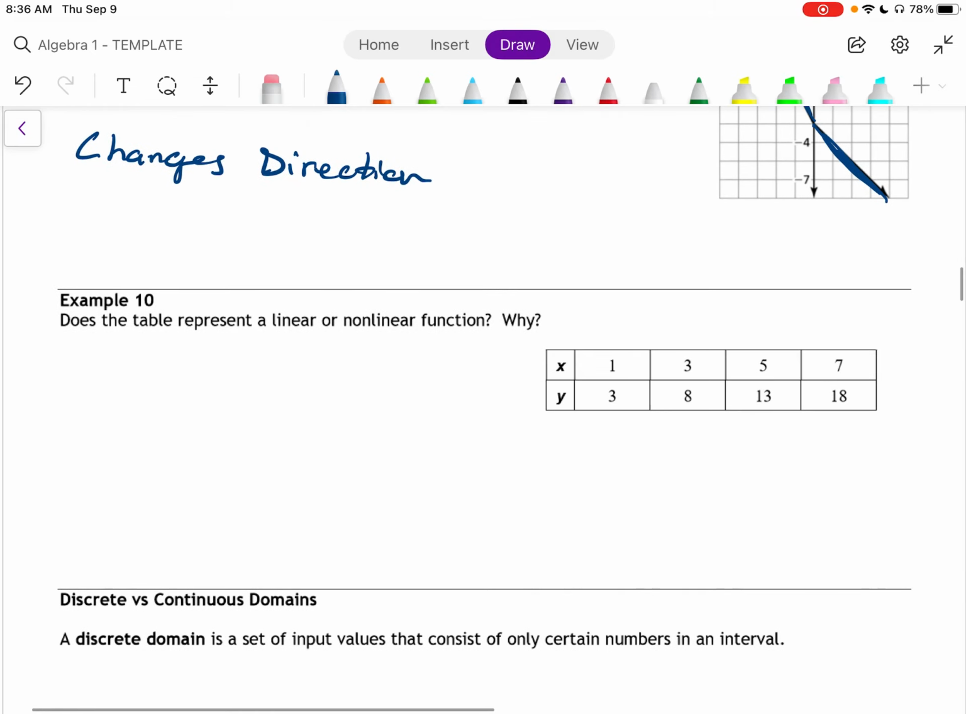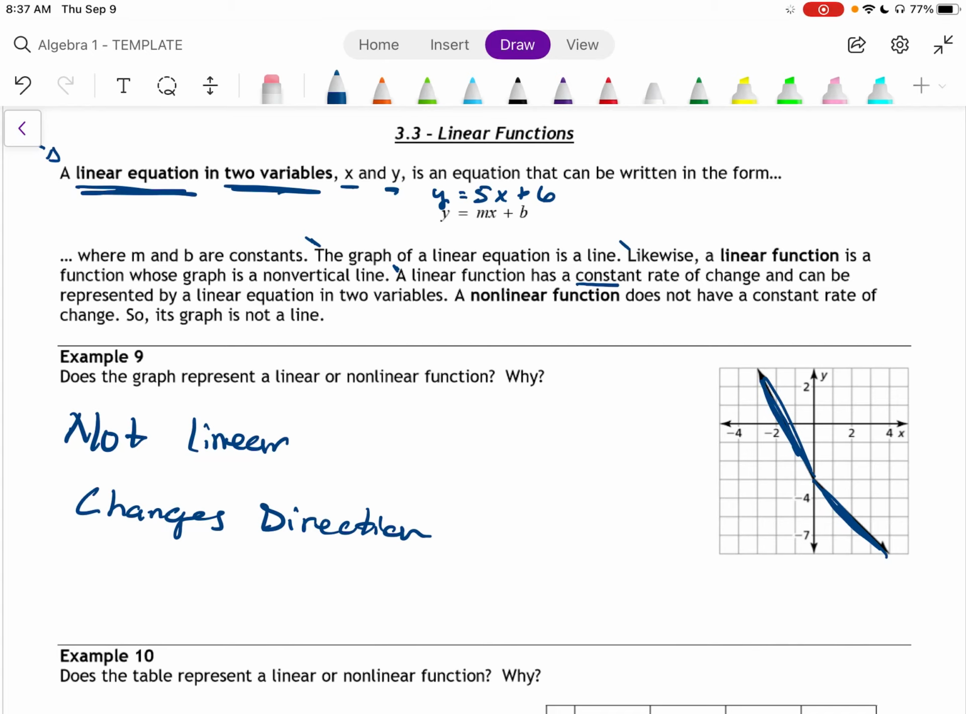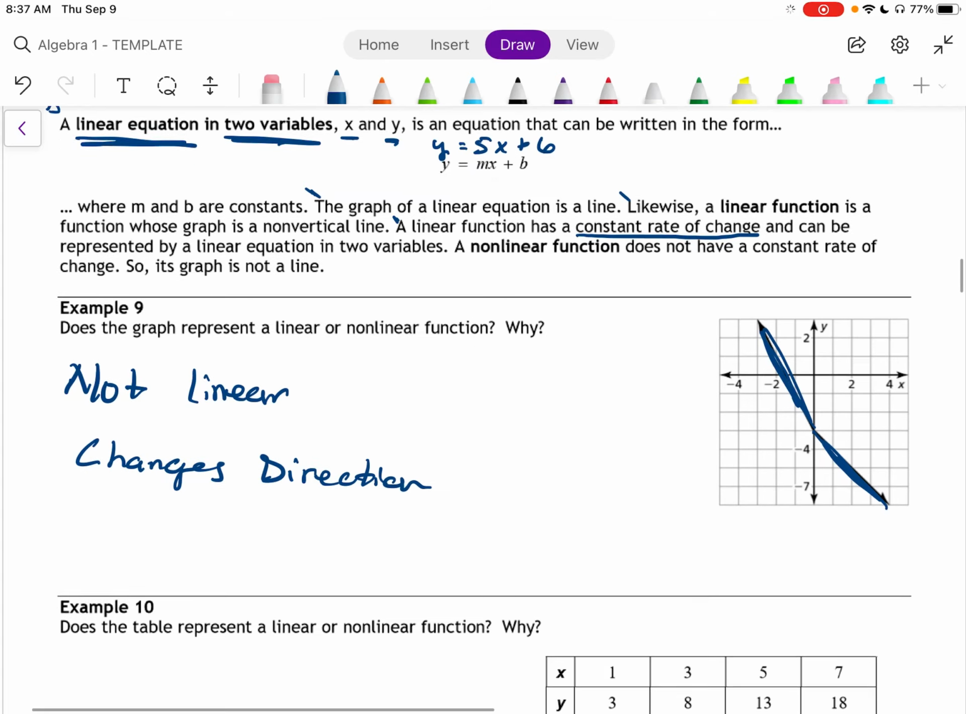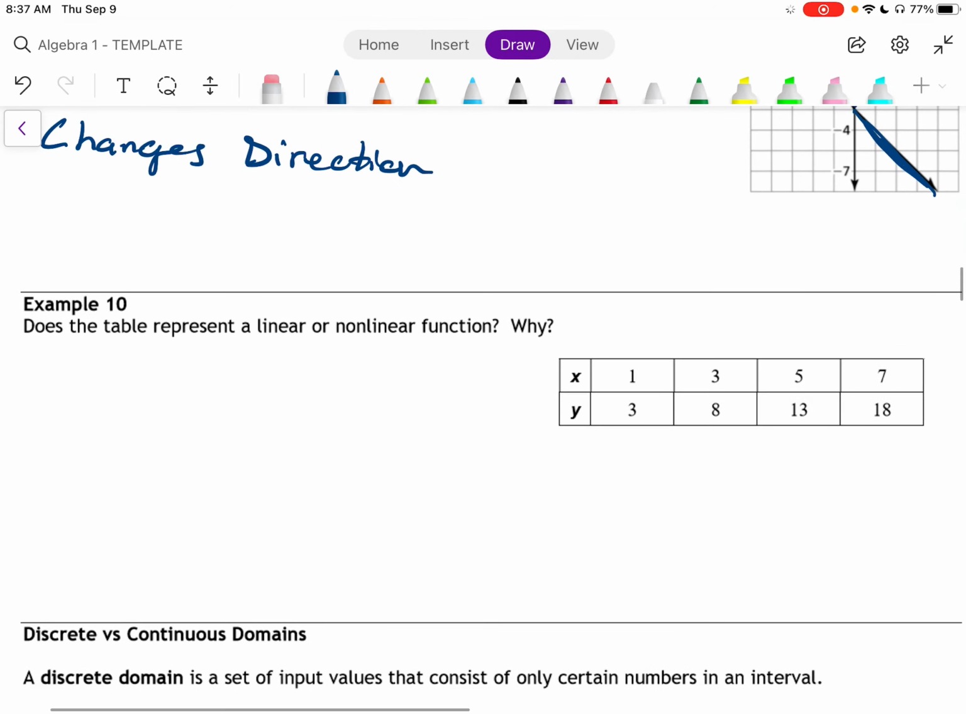Example 10, does the table represent a linear or nonlinear function? Now it has a constant rate of change, right? That's what we said. Constant rate of change. So what that means is as x increases, y increases at the same rate each time, right? So 1 to 3, that adds 2. 3 to 5, that adds 2. 5 to 7, that adds 2, right? So we've shown here in the table that every time, x changes by 2, okay?